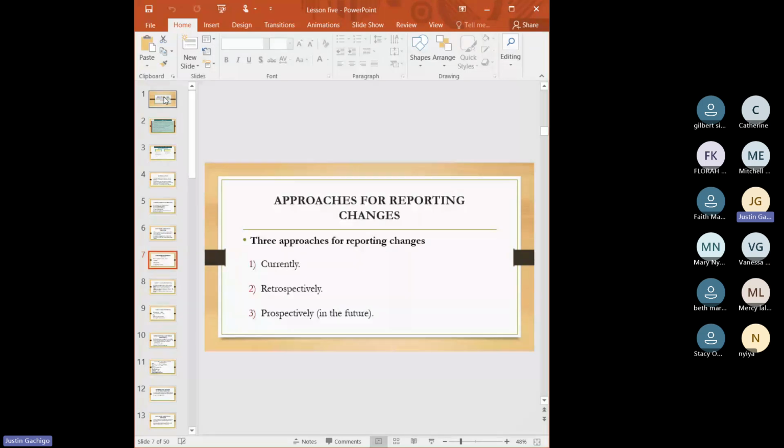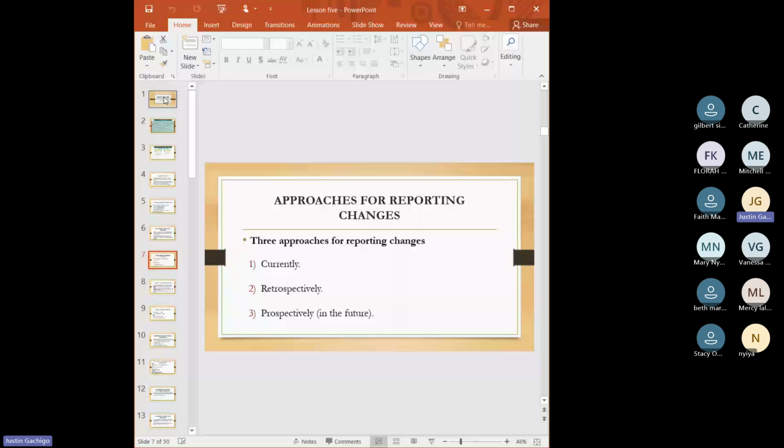Now, how do we approach this? For the approach for reporting, there are three approaches. You can use the current approach, a retrospective approach, or a prospective approach. So the current approach is whereby the change is effected in the current period.